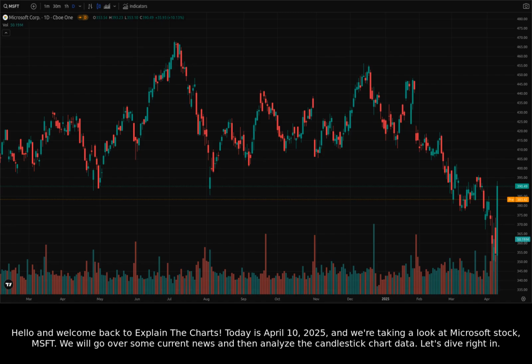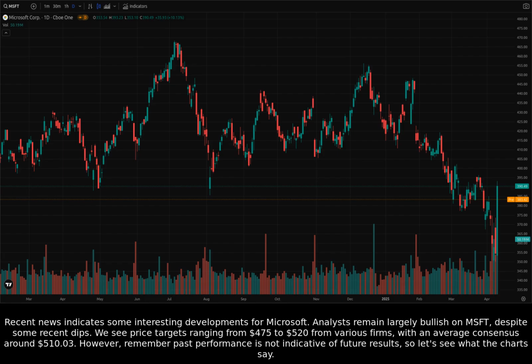Today is April 10th, 2025, and we're taking a look at Microsoft stock, Microsoft. We will go over some current news and then analyze the candlestick chart data. Let's dive right in. Recent news indicates some interesting developments for Microsoft.